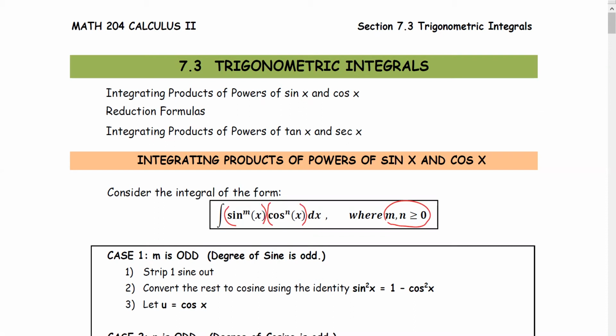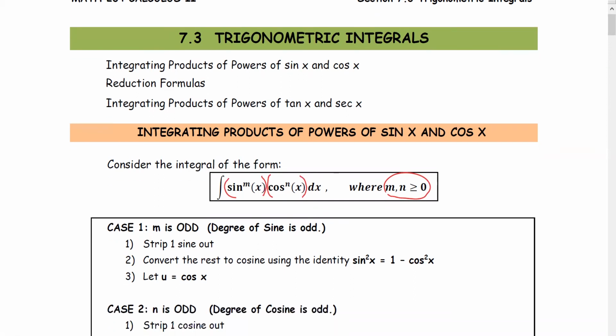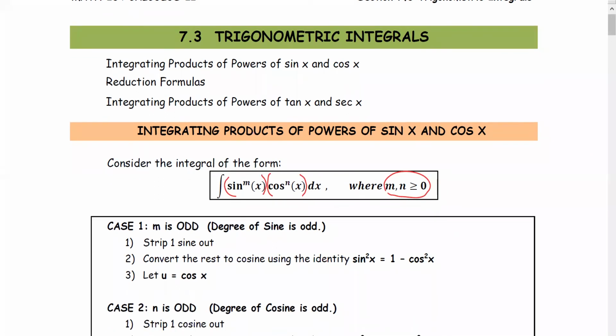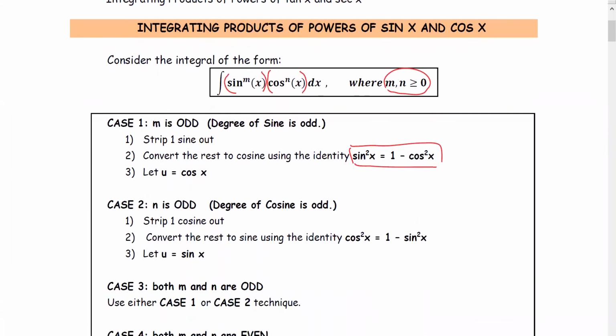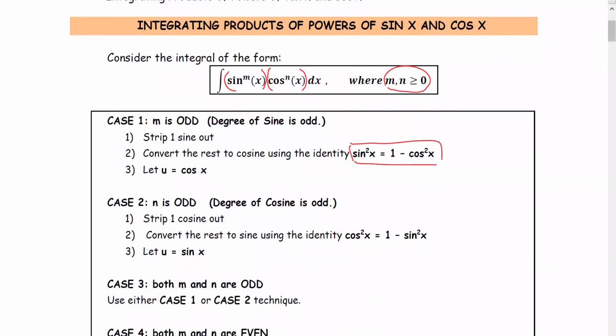Case 1, where the degree of the sine is an odd number. Step 1, we're going to strip one sine factor out. Step 2, convert the rest to the cosine term using the identity sine square x equals 1 minus cosine square x. And the last step, let u be cosine x and finish the rest of the problem using the U-sub technique.